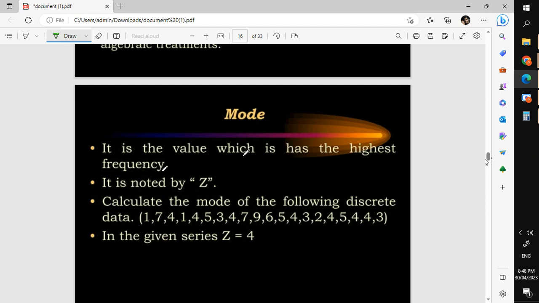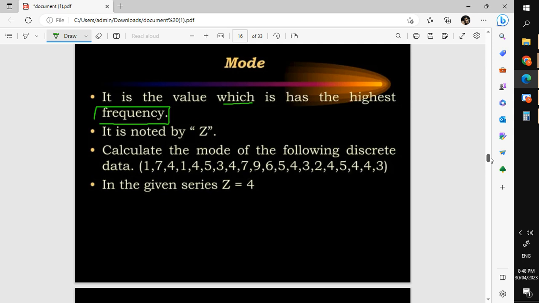The mode is the value which has the highest frequency, ang pinaka nagbalik-balik na data sa imuhang observation. This is denoted by a capital letter Z. For example, calculate the mode of the following discrete data. Okay, so ato lang tawon. So ang 1 diri, how many times did it occur? In this example, 1, 2, kaduha lang.